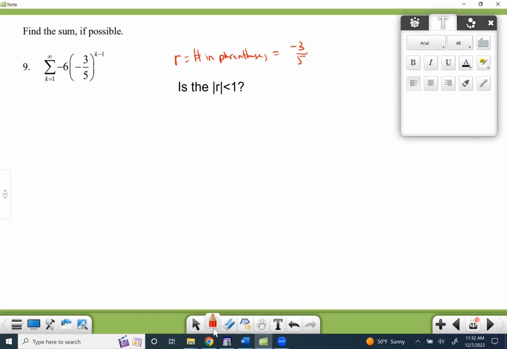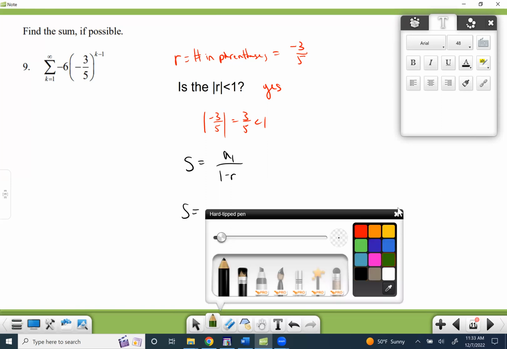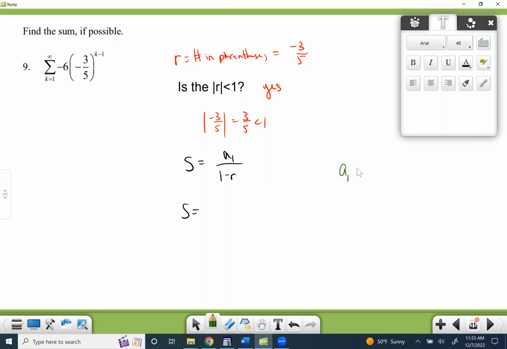So the answer to that is yes, okay? If I take the absolute value of negative 3/5, I get 3/5, and that's less than 1. Okay, then we're allowed to use the formula. Okay, so here's the formula. Let's write it down. So we know that we find the first term by plugging in the bottom number, 1. So our work off to the side here, let's find that first term. It's not always 1, it's just the bottom number, whatever the bottom number is. If the bottom number had been a 2, then I would have been plugging in a 2.